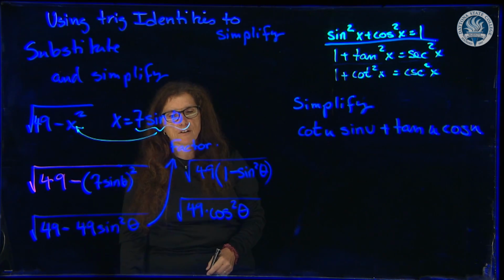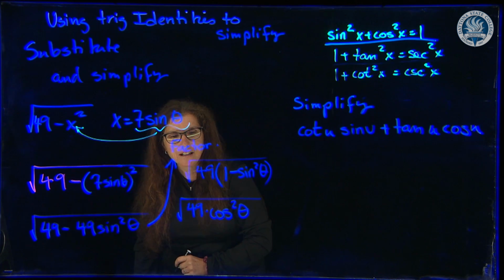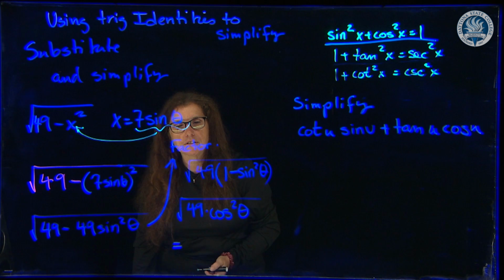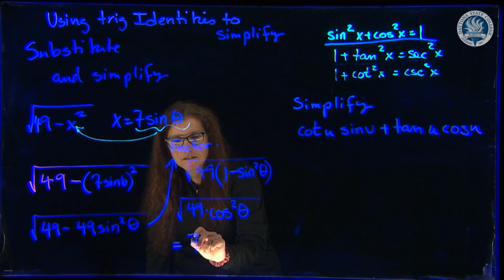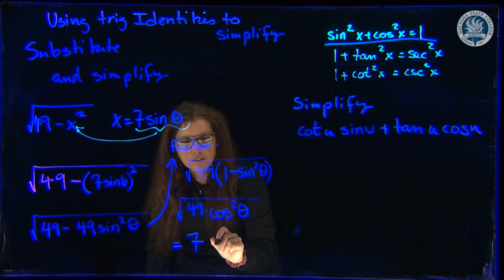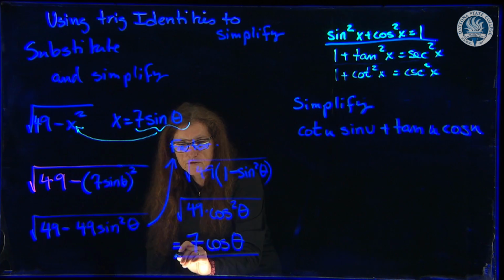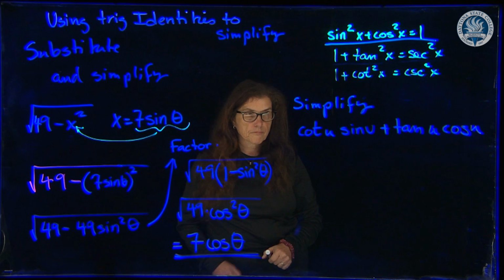Now, since we have multiplication, our radicand is 49 cosine squared theta. Now we're allowed to take it out of the square root. So the square root of 49 is 7. And the square root of cosine squared is just cosine theta. So simplified by substitution, we get 7 cosine theta.